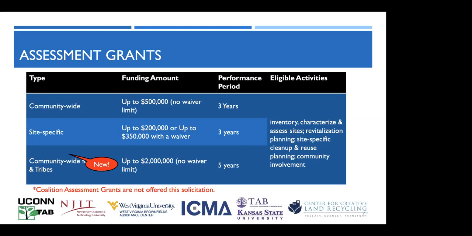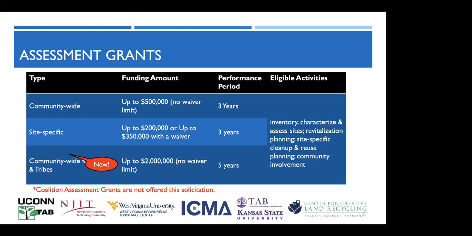Eligible activities for all 3 of these grants include Brownfields inventory, site characterization and assessment, which is basically your phase 1 and phase 2s, revitalization planning work, site-specific cleanup and reuse planning, and community involvement activities. Keep in mind that regardless of which type of assessment grant you apply for, a portion of the funding must be used to conduct site assessments, and applications that include more than 60% site assessment activities will be looked upon favorably by EPA. Coalition assessment grants are not offered this solicitation. Just want to make that note so everybody's on board with that.